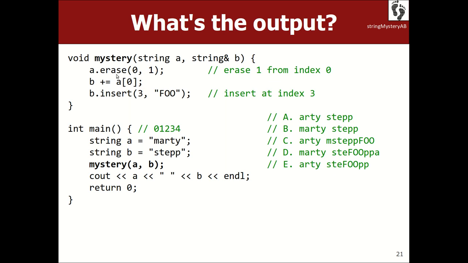b was passed as a reference, so those changes are directly modifying the b variable down there in main, so they persist. So when we print, a is unblemished and b has changed. So yeah, I think you're right. I think it's D. If you didn't get it, that's OK.